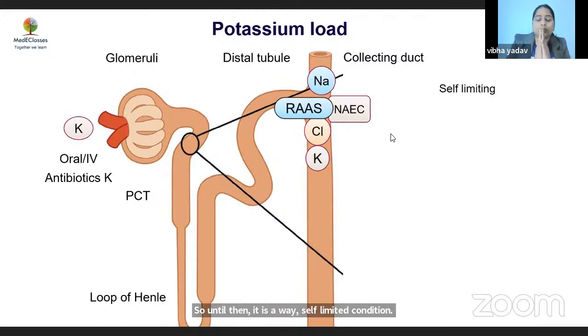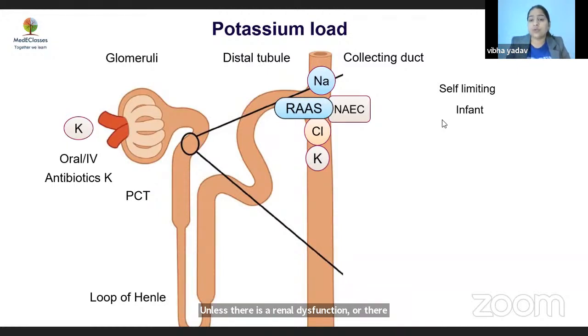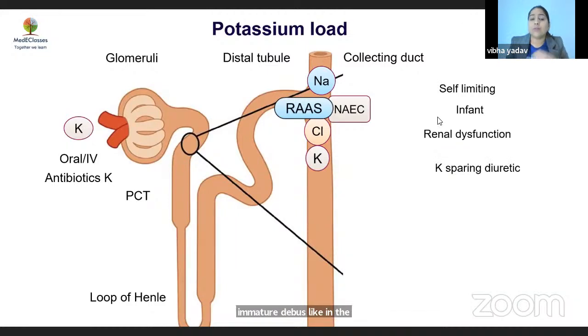So whenever there is a potassium overload, all the excess potassium is excreted in the urine, unless there is renal dysfunction, or there are immature tubules like in infants, or the patient is on potassium sparing diuretics like amiloride and spironolactone.